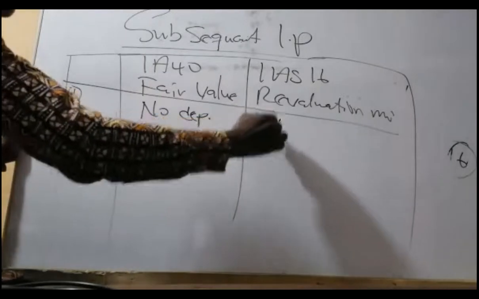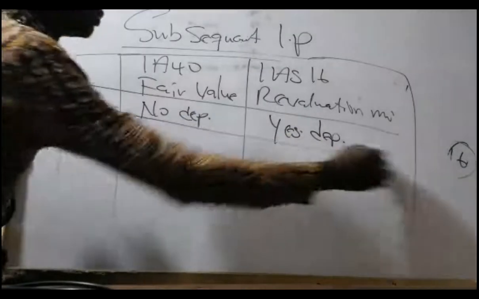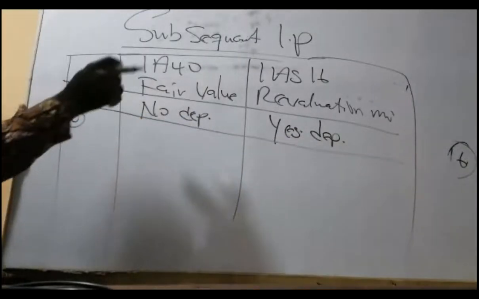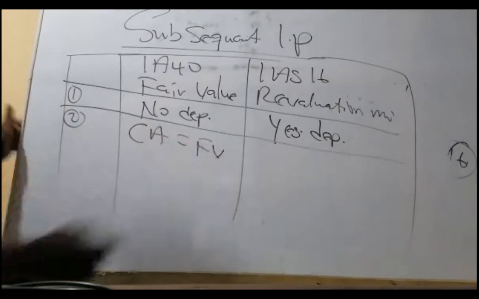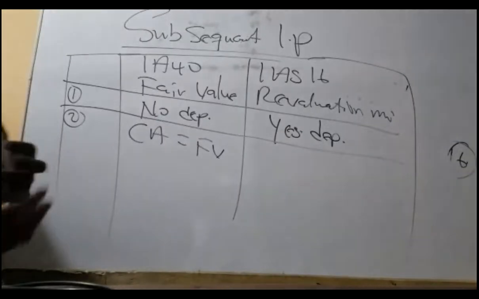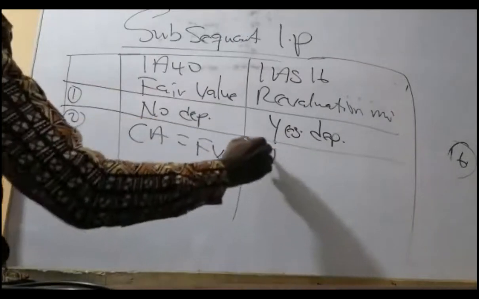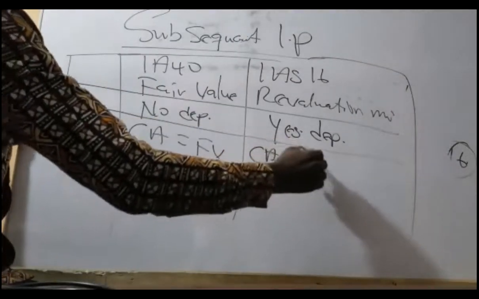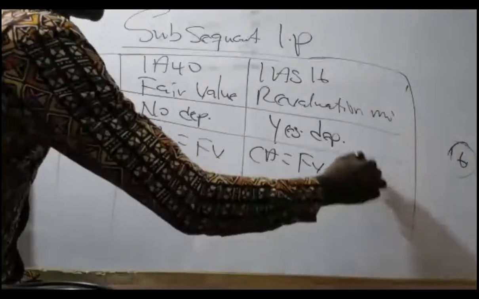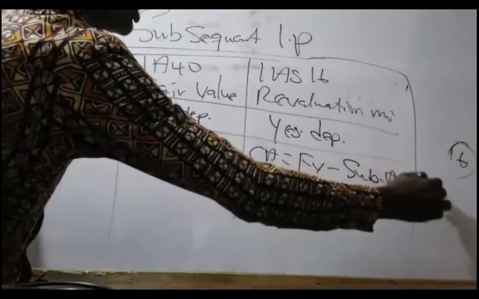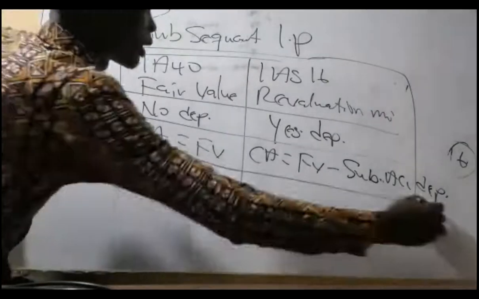Yes, we depreciate the asset under IAS 16. That's the first thing. Second, the carrying amount. Because we don't depreciate the property, the carrying amount of the asset is equal to the fair value. Here, the carrying amount is equal to what? Who can remember? Fair value less subsequent accumulated depreciation and subsequent accumulated impairment loss. So that's difference number two.